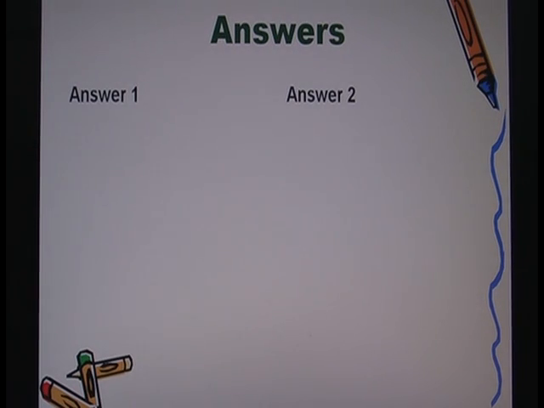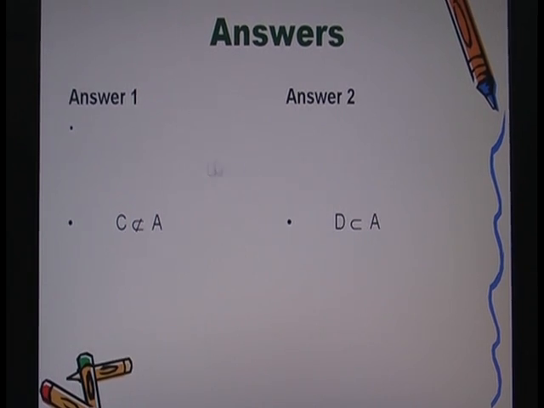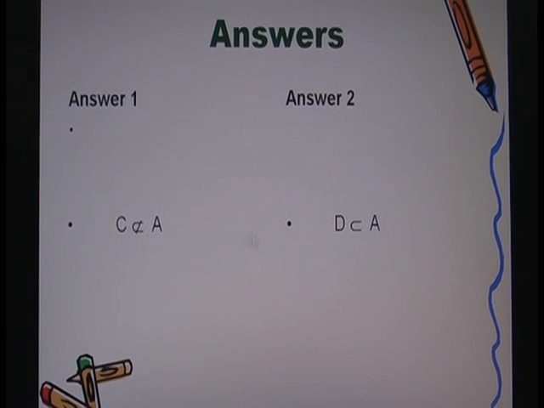Answers. The answer for number 1 is C is not a subset of A, and for number 2, D is a subset of A. These two should be your answers. If you got them wrong, play the video again up until the point before you get to these answers.